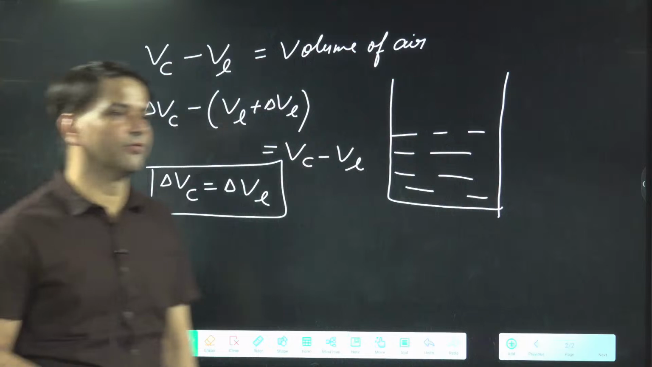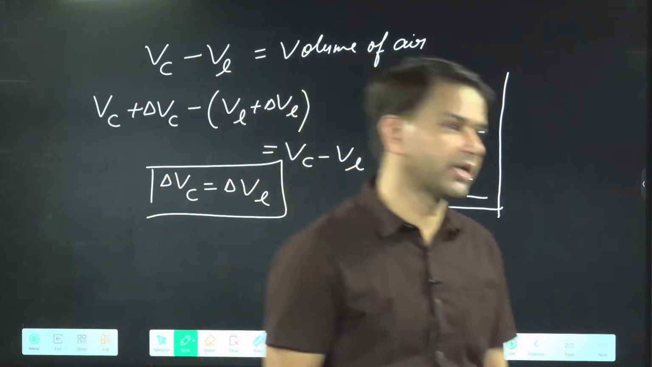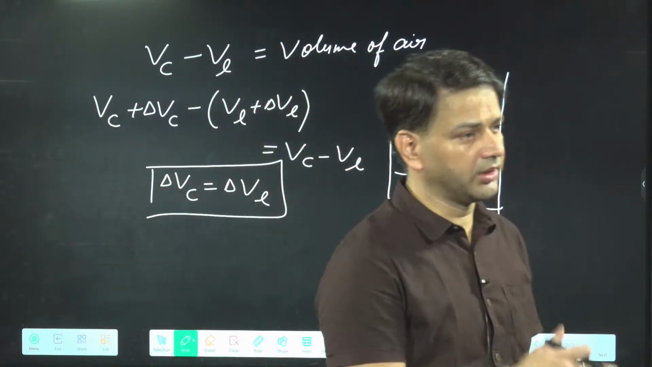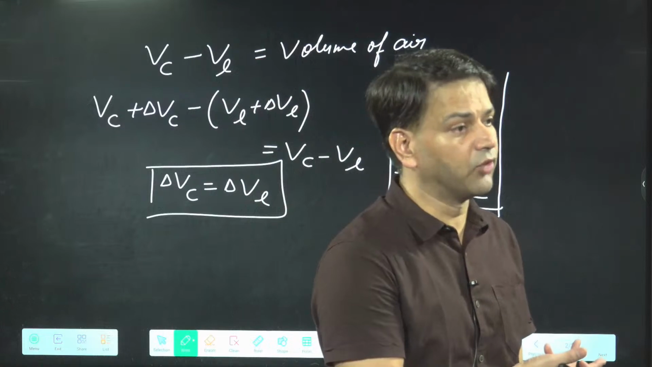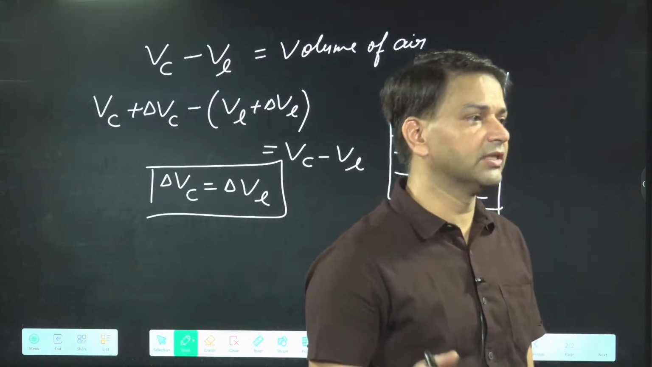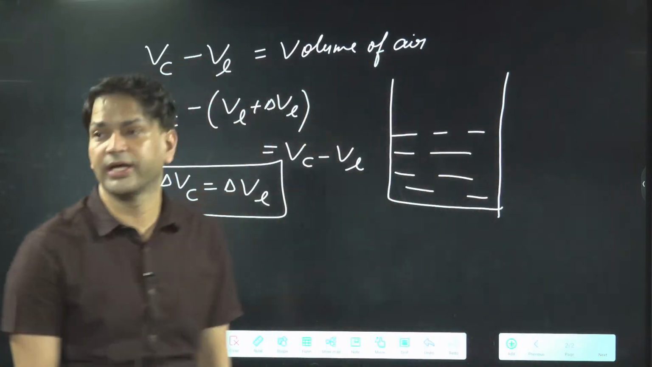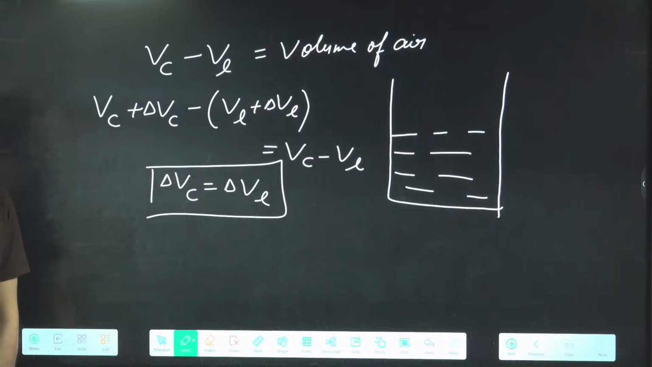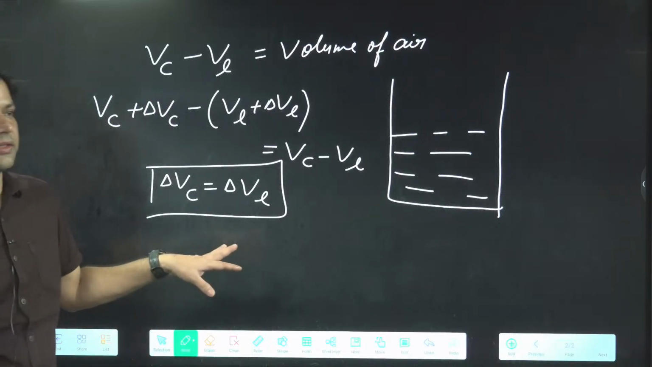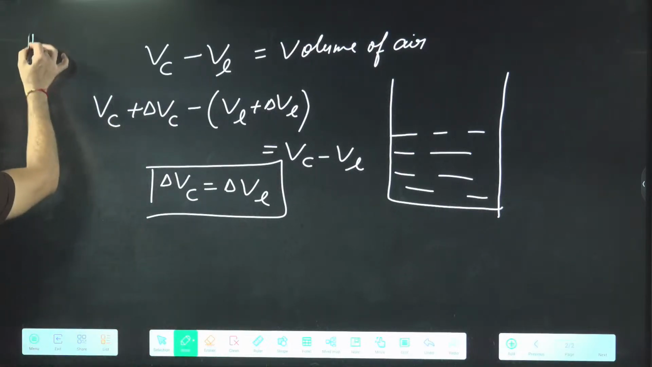So when they are saying the volume of the air is constant, then we can apply delta V, or the change in the volume of the container is equal to the change in the volume of the liquid. Okay? Everybody got or not? If the volume of the air is constant.